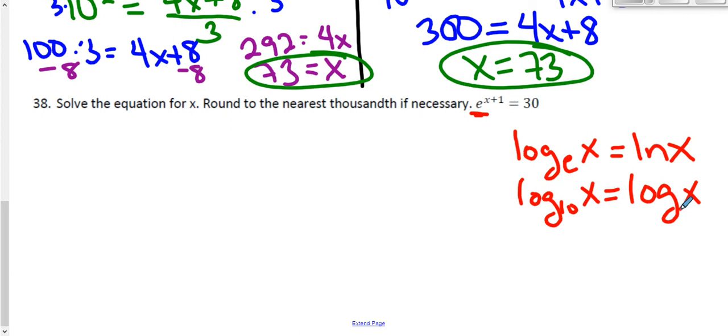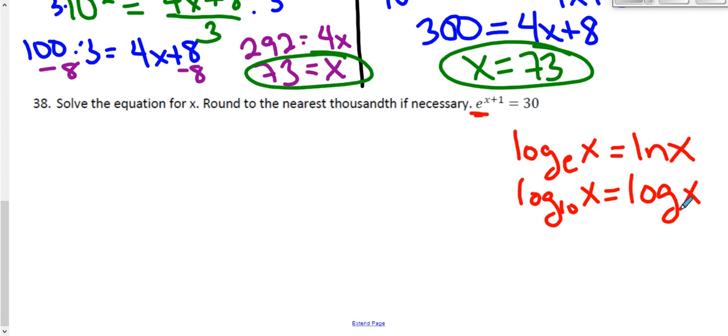So in order to undo a base that's not written, we use 10 to the power of. We use 10 as the base in our log rule. If I have a base that's not written and I see ln, that means that the base e is happening, and I can use e in my log rule. So let's take a look at what happens here. So we have e to the x plus 1 power equals 30.